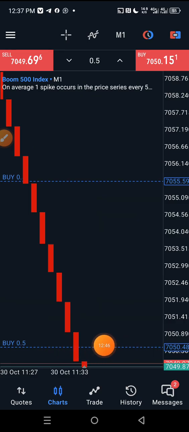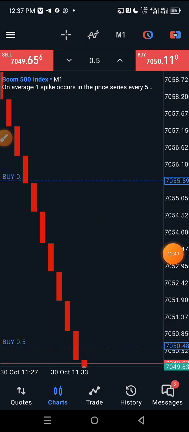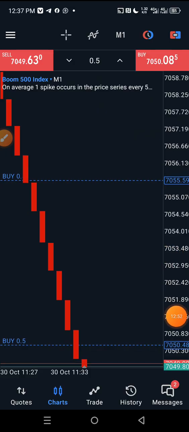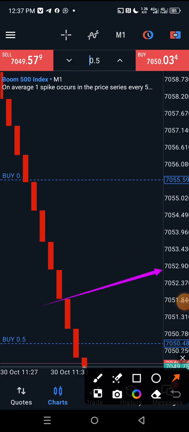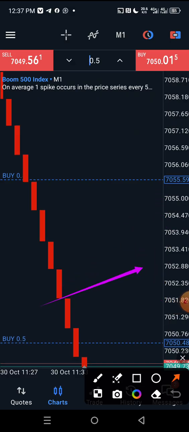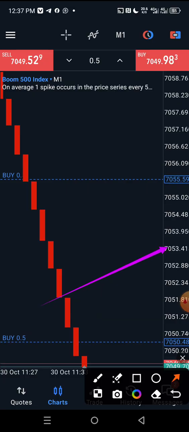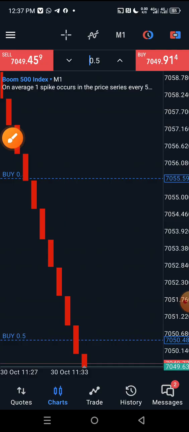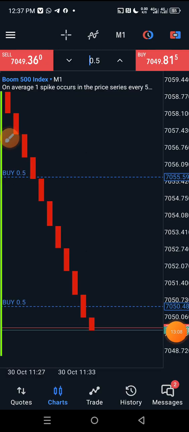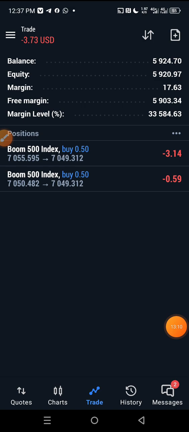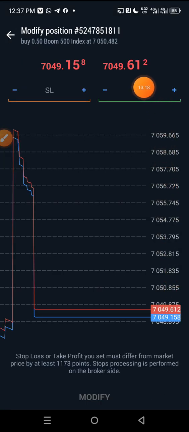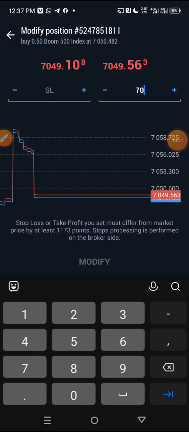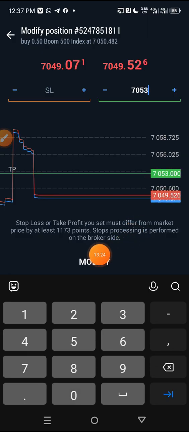Assuming as we buy now, we can instruct this market, if any spike happens and gets to 70.53, 70.53 is this price here. Okay, 70.53. Are you seeing it? All these things are prices. All right, 70 what? 53. Then how do you now set it? You can go to your trade below here. You press and hold on the trade, come to modify position and set 70.53. Okay, and click modify.